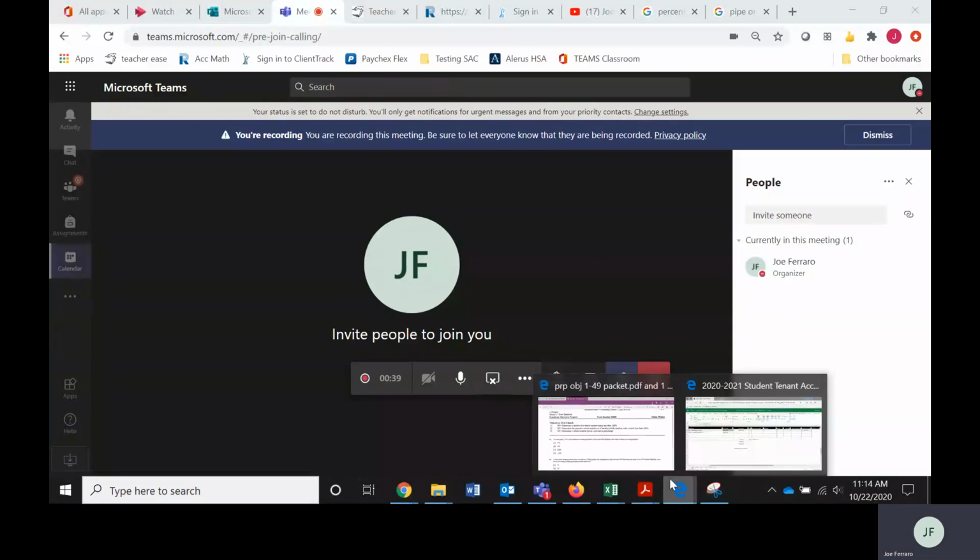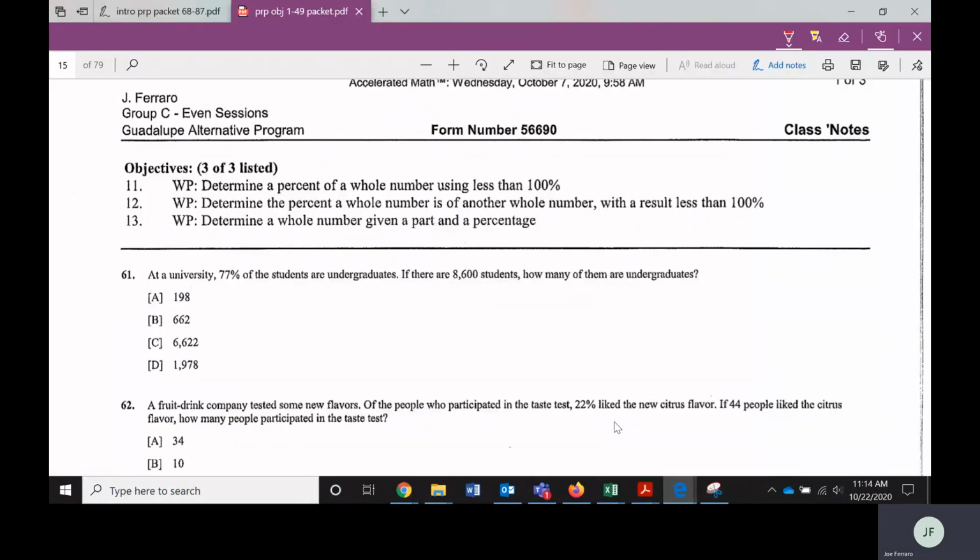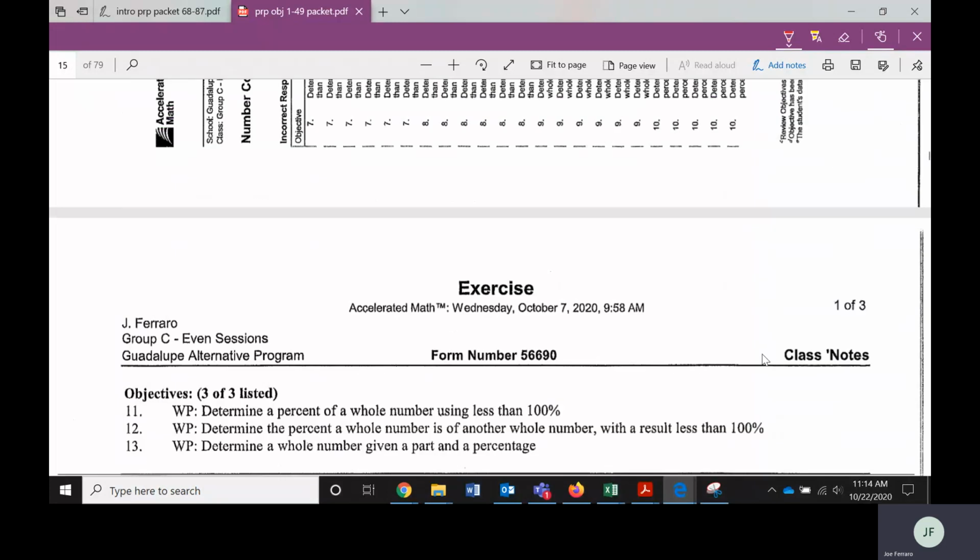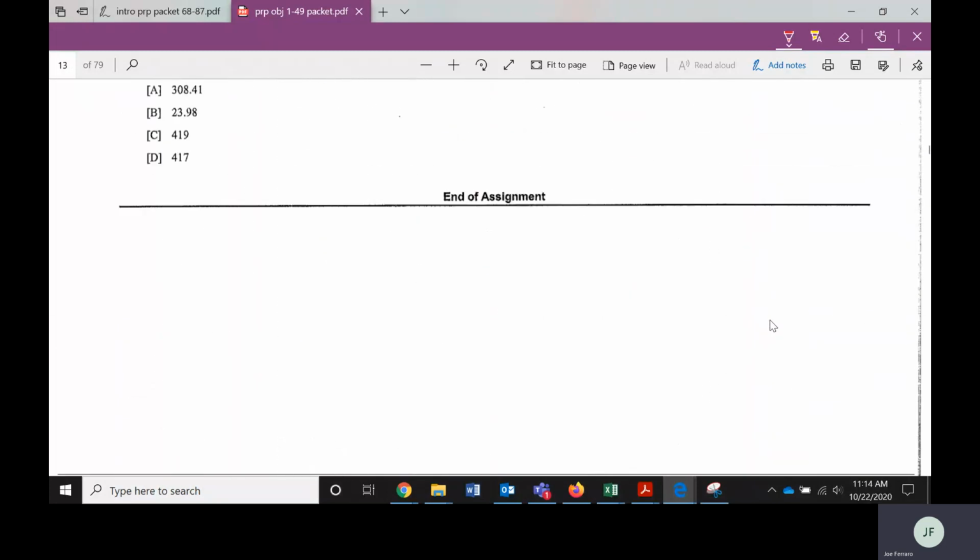This video is for percents, ratios, and proportions, objectives 11 through 13. So make sure you get that packet out. If you don't have it, hit pause and grab the packet, and then turn until you get to the pages that start with objectives 11 through 13. The math that we're going to do isn't anything new, except it's going to be word problems.